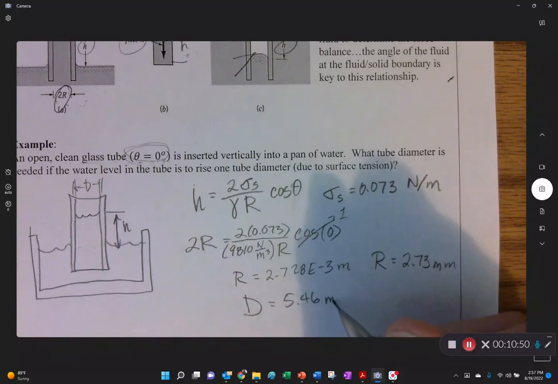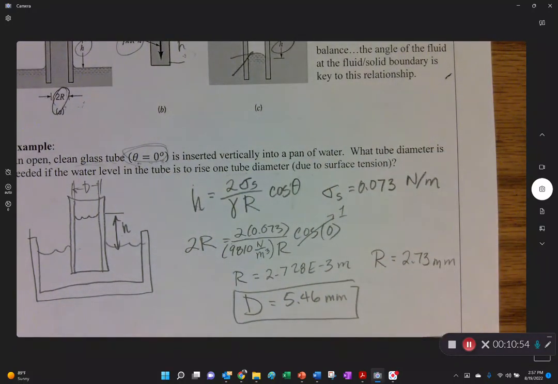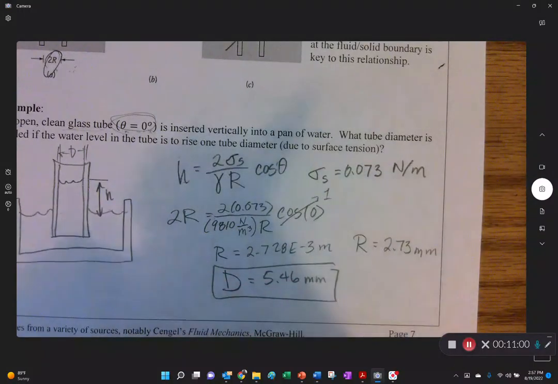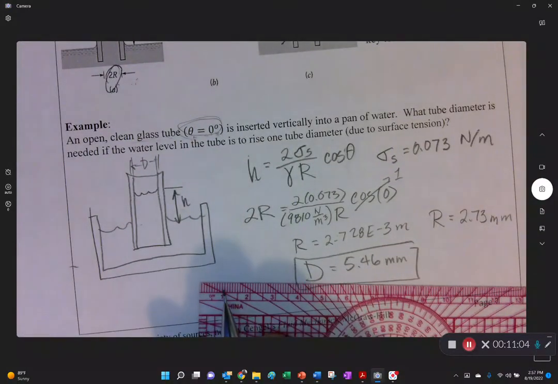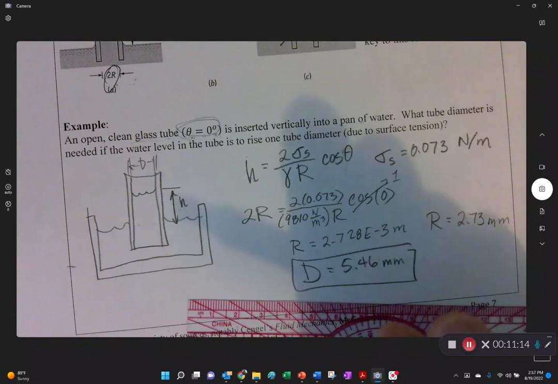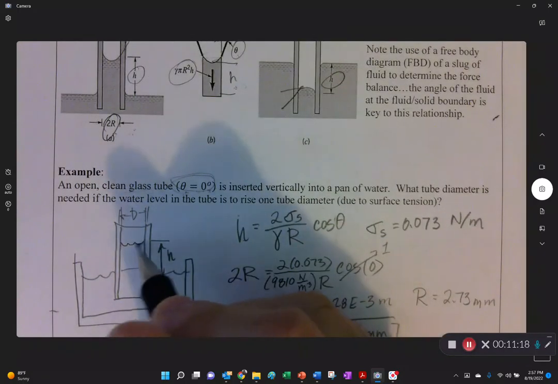So that's 5.46 millimeters. You can picture that a little better by taking a look at our handy dandy ruler right here and seeing how big that is. Here's 1 centimeter, so it's somewhere here, and then about 5 millimeters right in there. 5.5 millimeters is how big that tube would have to be for the water to rise that same height and form kind of a square going on right there.